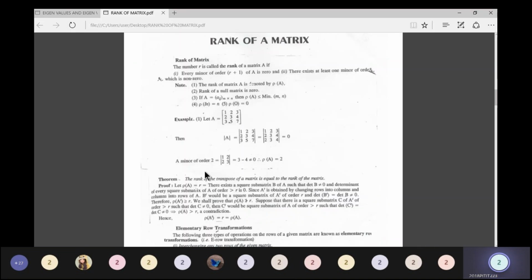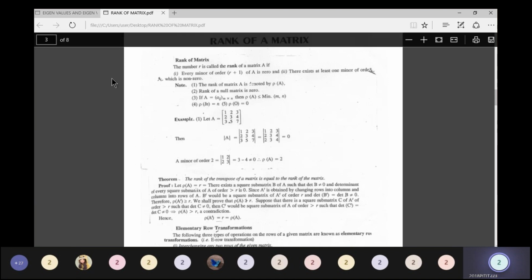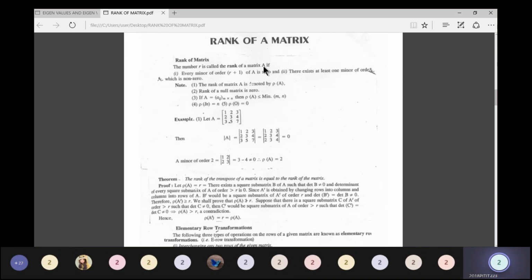Rank of the matrix. So you know the matrix definition: m by n elements or numbers arranged in rows and columns is called a matrix. The number R is called the rank of the matrix if every minor of order R plus 1 of A is 0, and also there exists at least one minor of order R which is non-zero. So every minor of order R plus 1 of A is 0.